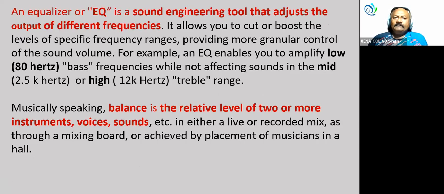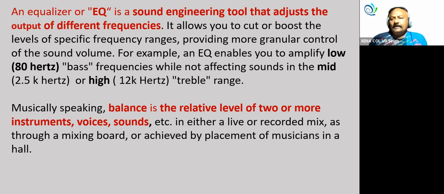Then we have something known as EQ, which stands for equalizer. It's a sound engineering tool that adjusts the output of different frequencies, and as I have shown you, it divides into three levels: high, medium, and low. So it allows you to cut or boost levels of specific frequency ranges, thus enhancing a particular range of frequencies so that it sounds good. The whole idea is that it sounds good.